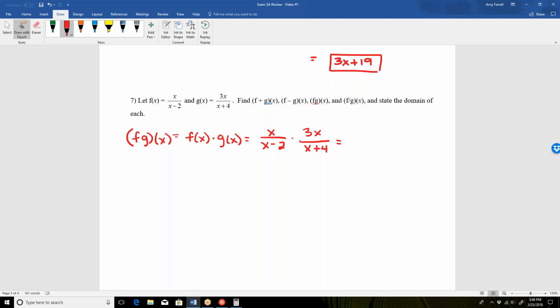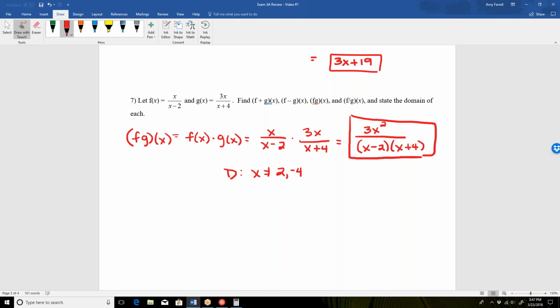So you multiply the numerators, you're going to get 3x squared, and then you multiply the denominators. x minus 2 times the quantity x plus 4. That's it. You're done. Domain is actually the same as it has been for the other two operations that we've done. x cannot be 2 or negative 4.